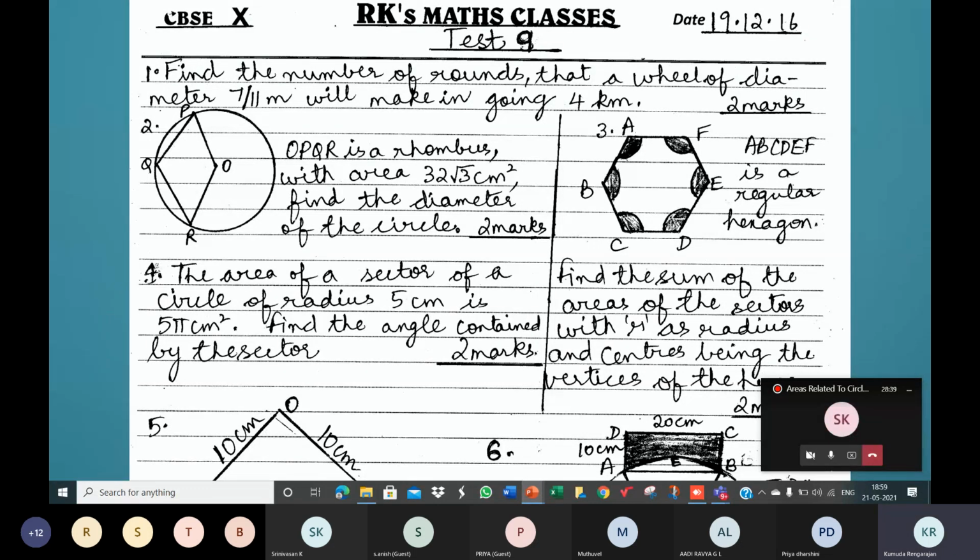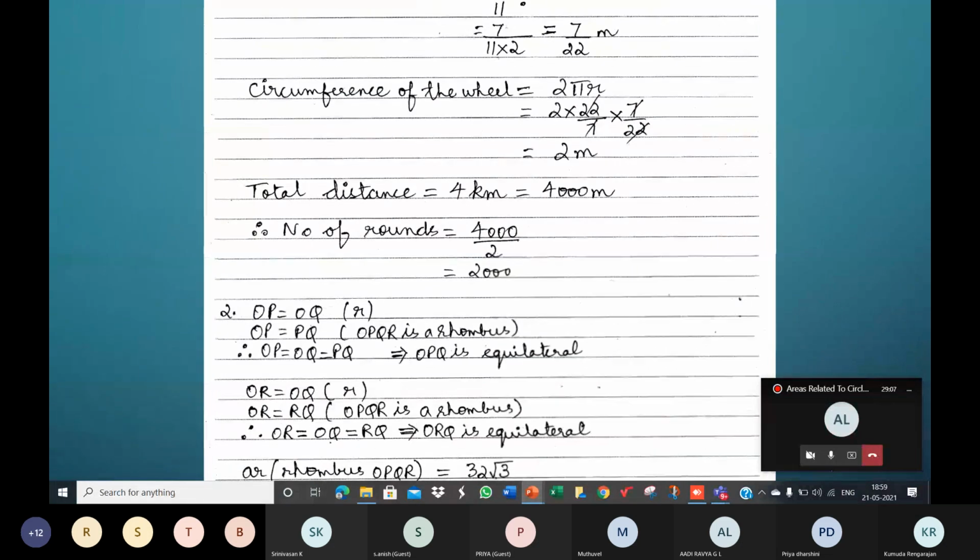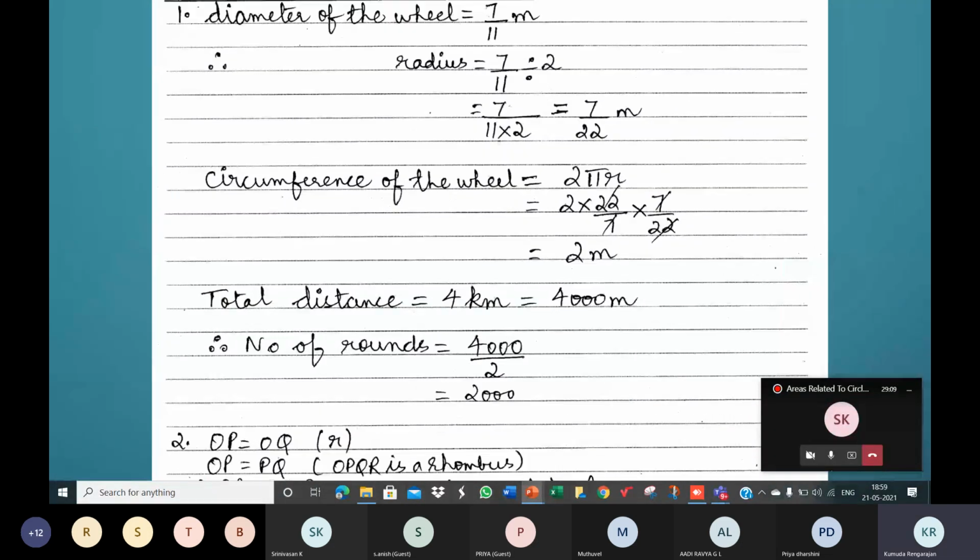All right, then how many rounds will the wheel make to cover 4 kilometers? 8 rounds. The total distance divided by the distance covered in one revolution. So 4 kilometers, that is 4,000 meters divided by 500 meters, 8 revolutions. That's what you have to do. The steps here, please understand. Write down the.